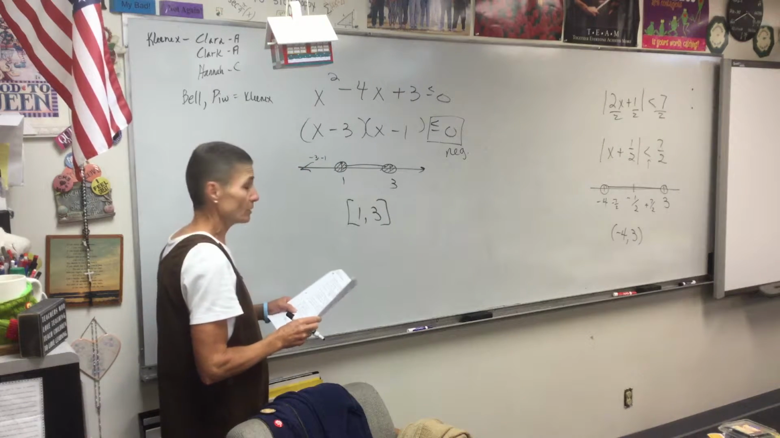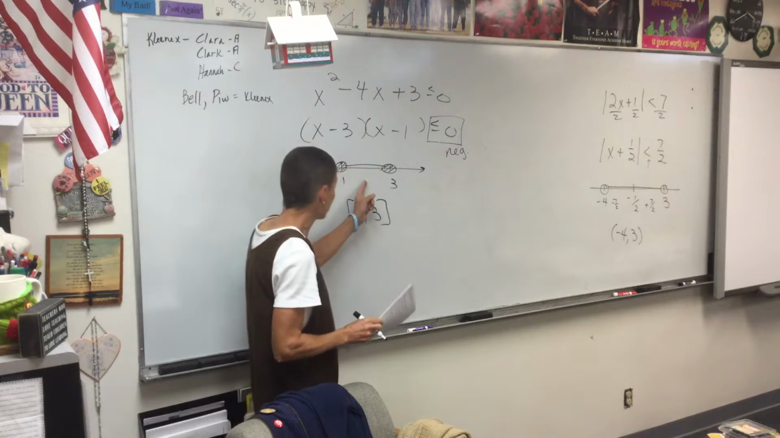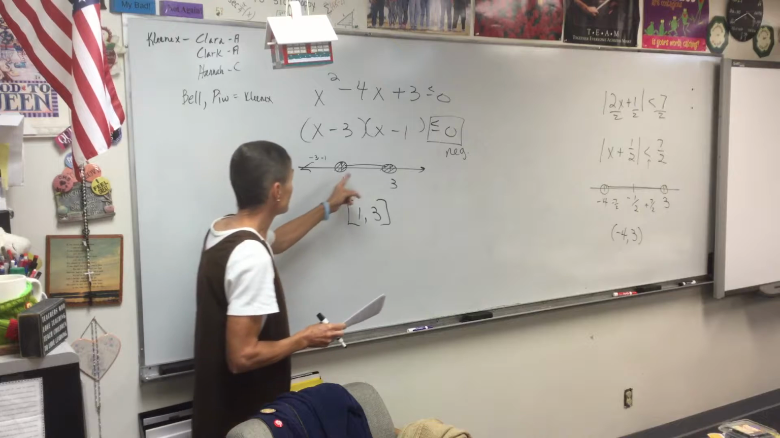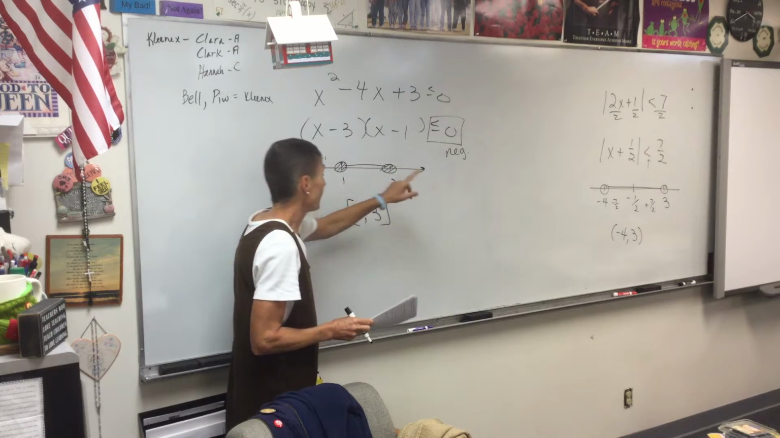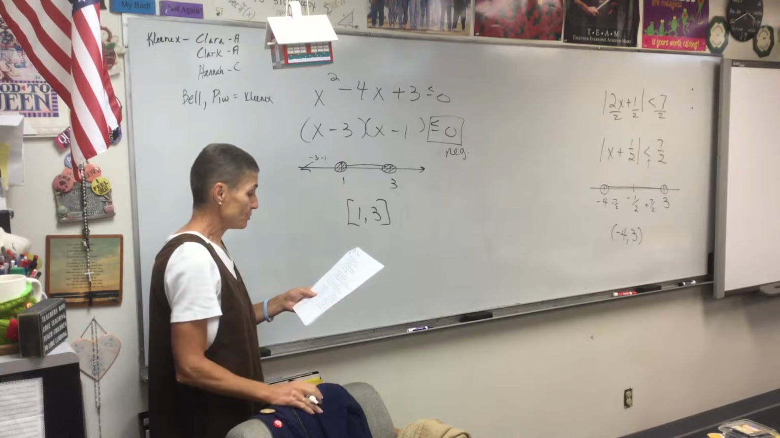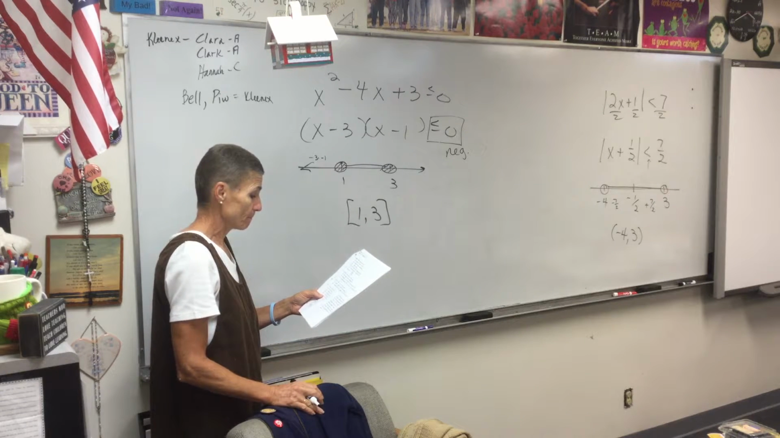Now, to be absolutely sure, you can check a number in every space, right? It's not necessary, but if you want to, you can try 2, try 5, and make sure. How do you do D? 5D.